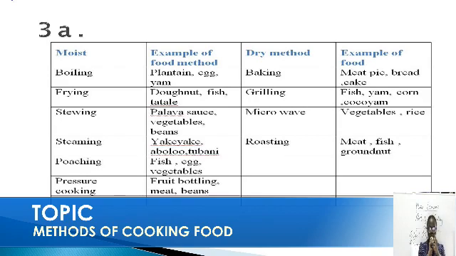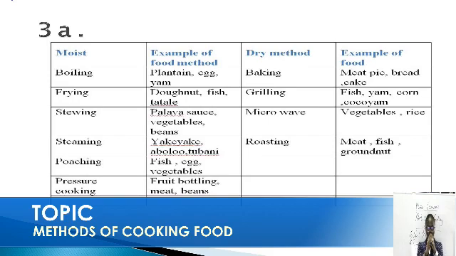Our next dry method is grilling. Now on the grilling, what are some of the foods that we can grill? We have fish, we have yam, we have corn, we have cocoyam, and a lot of foods that you can cook using the grilling method.